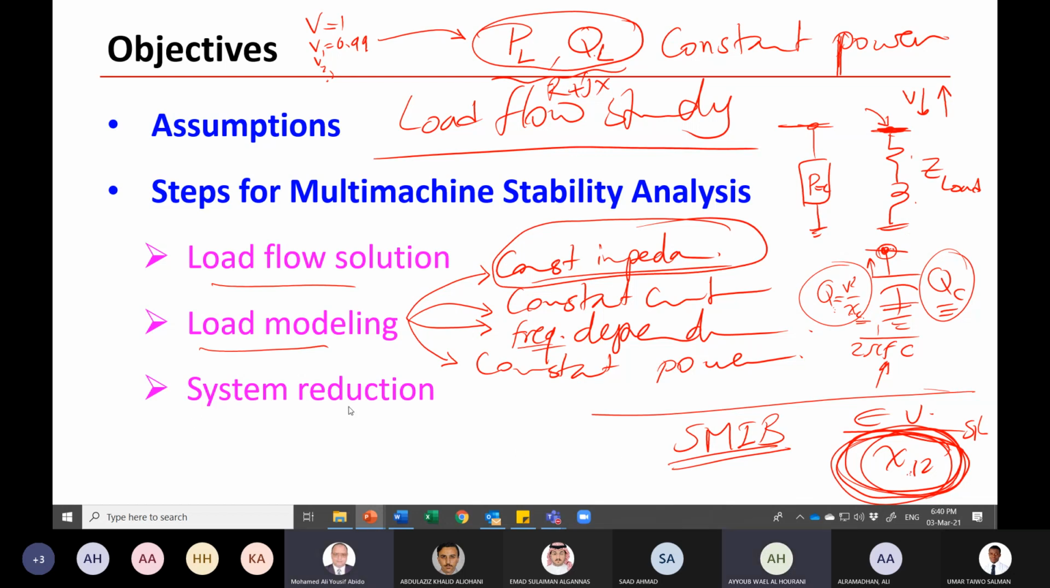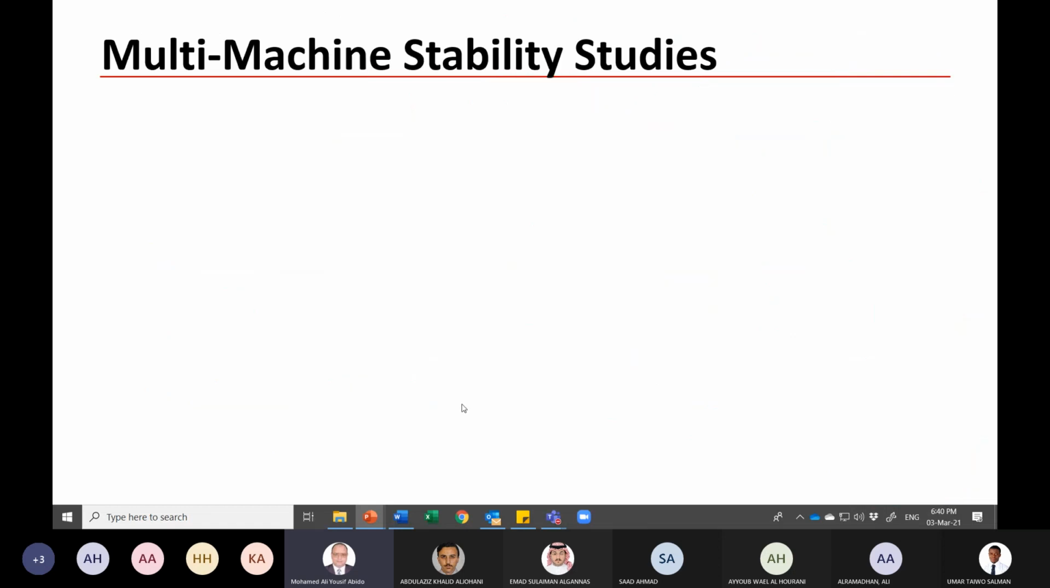Of course, we need some kind of system reduction. We will see how to implement it later on. And we can develop the swing equation of each machine, and then we solve them simultaneously.